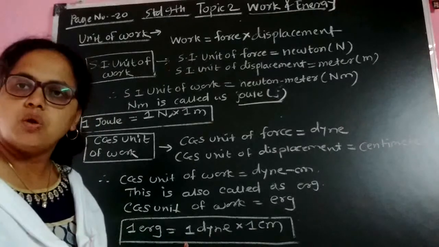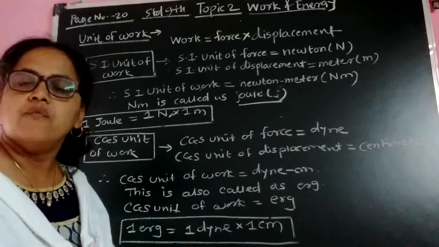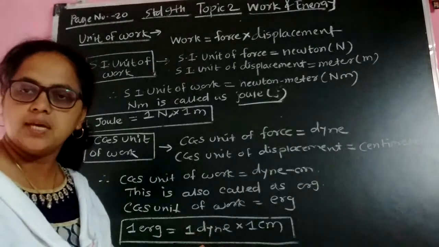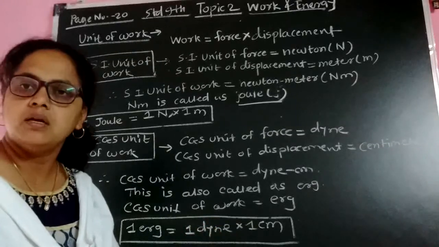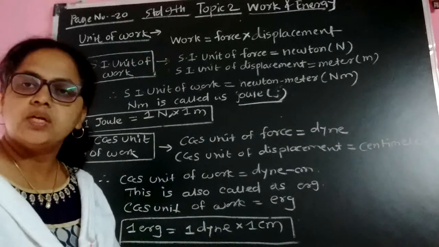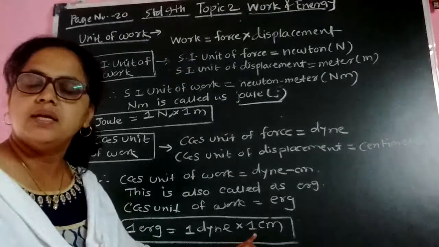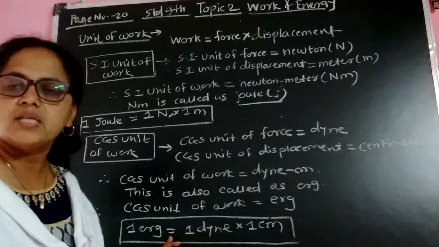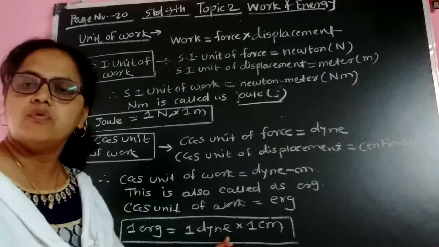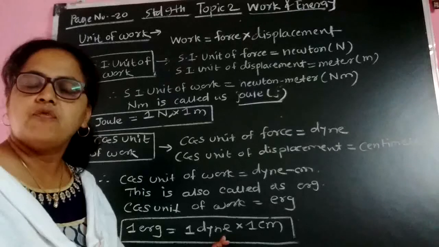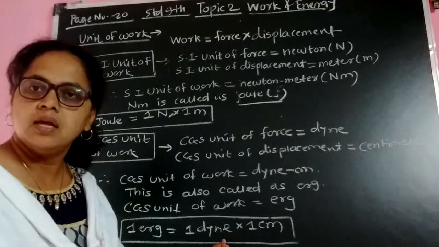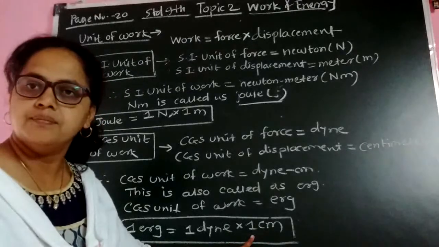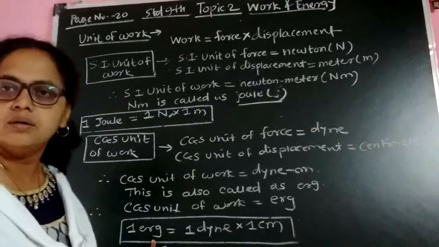What is the definition of 1 erg? When we apply a force of 1 dyne on any object, then that object gets displaced through a distance of 1 centimeter in the direction of force. This is called 1 erg.